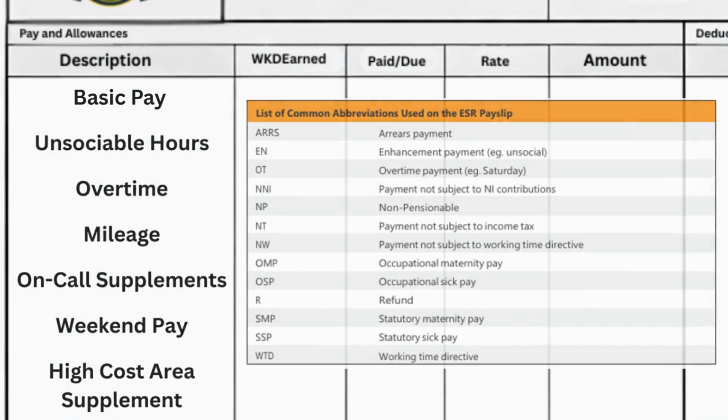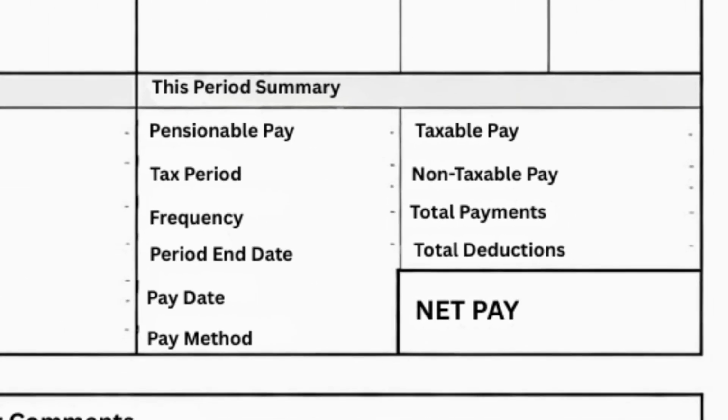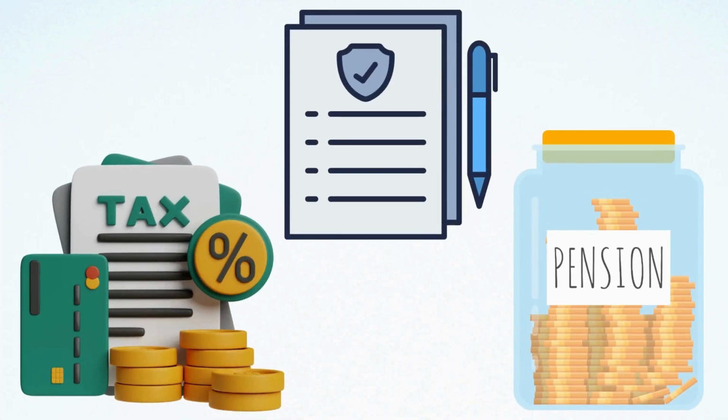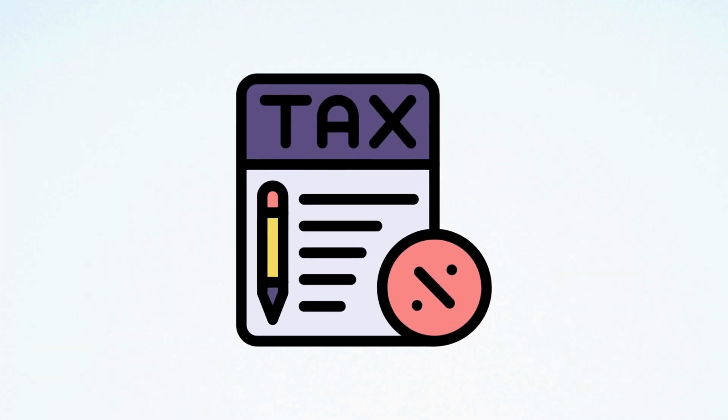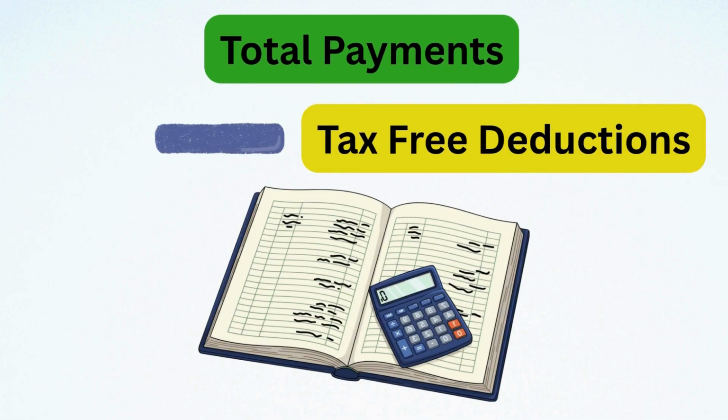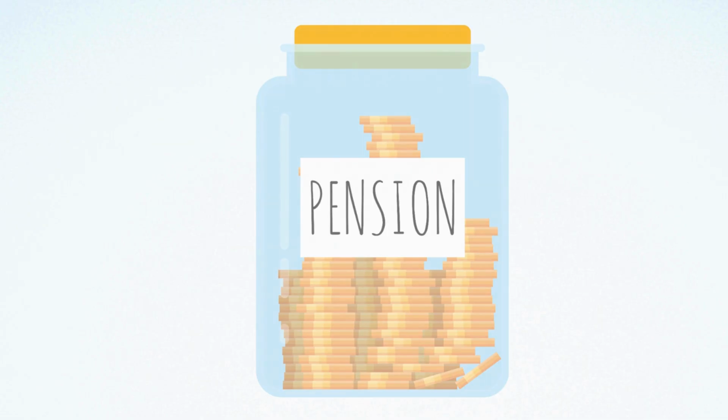All of your earnings are then added together to give your gross pay at the bottom. This is the total amount you've earned before any deductions, such as tax, National Insurance, and pension deductions. Taxable pay is calculated using the total payments minus tax-free deductions, for example, employee pension contributions.